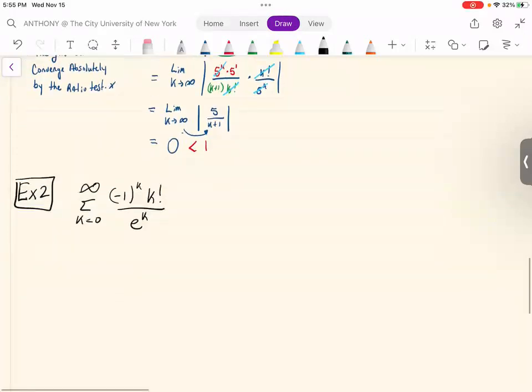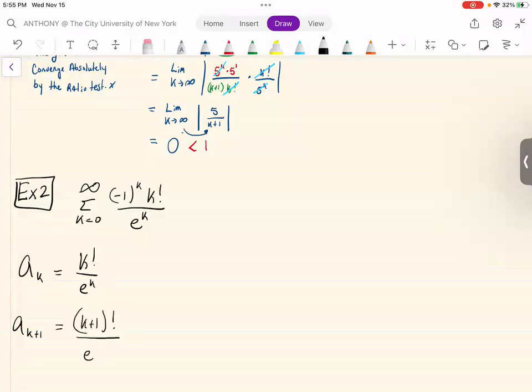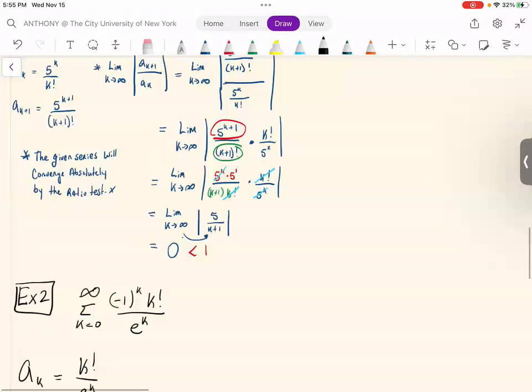So, Ms. Vo, what would be my a_k here? That's right. You have k factorial over e to the k. Now, what would be a_k plus 1? That's right. So you have k plus 1 factorial over e to the k plus 1. So now we're going to apply the ratio test.